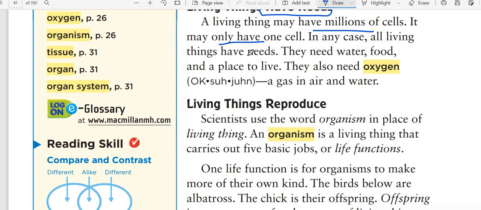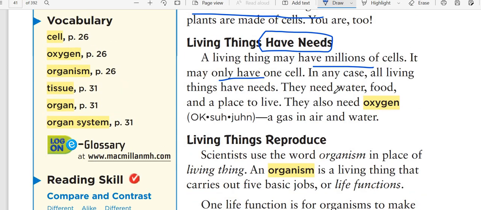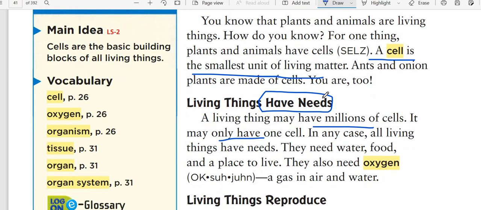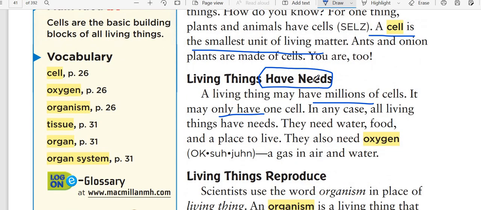In any case, all living things have needs. They need water, they need food, they need a place to live, they need oxygen, a gas in air, and water. Okay, so again, the cell is the smallest building unit of living matter. All the animals and plants consist of cells. Living things have needs, things they cannot live without. If there was not water or food or air or a place to live, they would die.